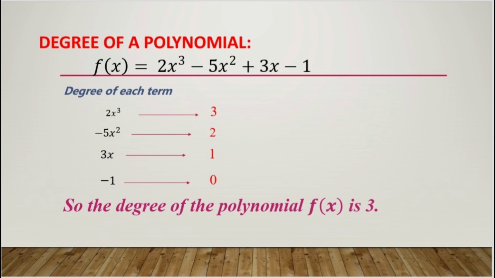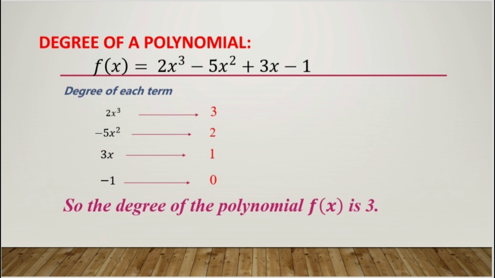Now for this polynomial f of x, we have to find the degree for each term. That is, for the term 2x cube, the variable used here is x and the power of the variable is 3. So the degree of this term will be 3. And for the next term minus 5x square, the power of the variable x is 2. So the degree of this term will be 2. And for the term 3x, the degree will be 1 because the power of x is 1. And for a constant term minus 1, the degree is always 0. So the degree of minus 1 is 0.